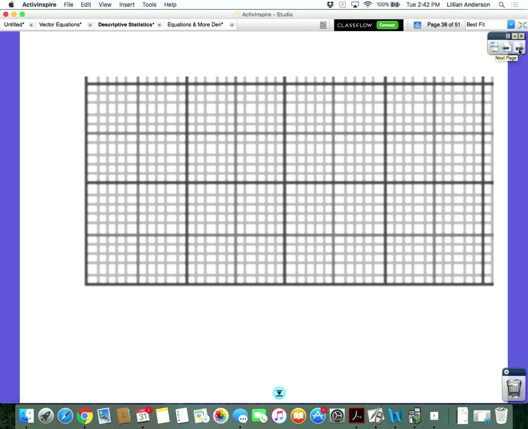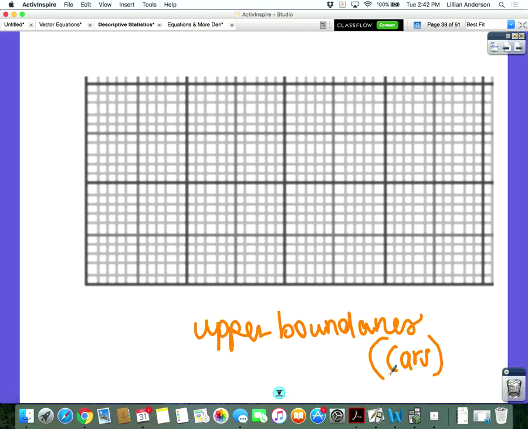Okay? So our x-axis is going to represent our upper boundaries. Okay? And our upper boundaries were our cars, the number of cars that showed up in the hour. And our y-axis is going to be our what? Our cumulative frequency. Okay? And again, cumulative frequencies are used to basically gather different types of information about your data. So it's very important that when you create your own scale that is to the best scale that you can, evenly to represent your data.